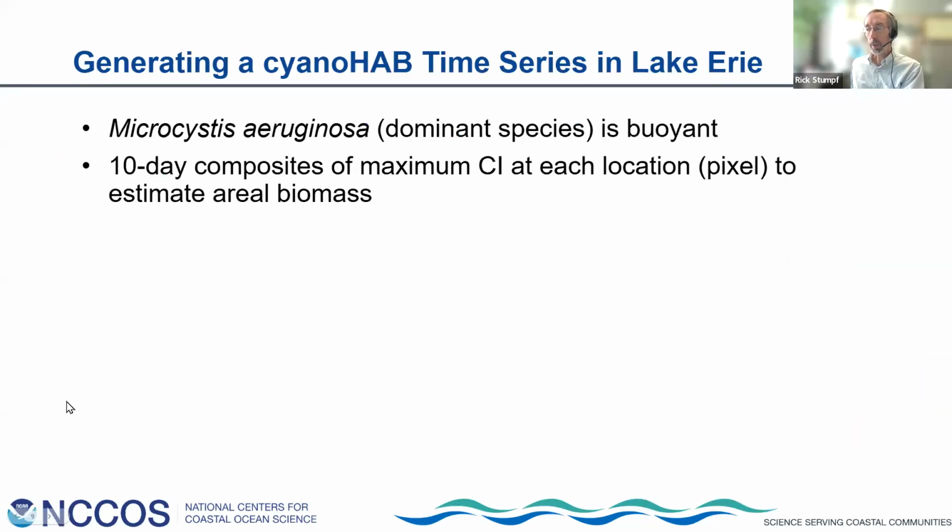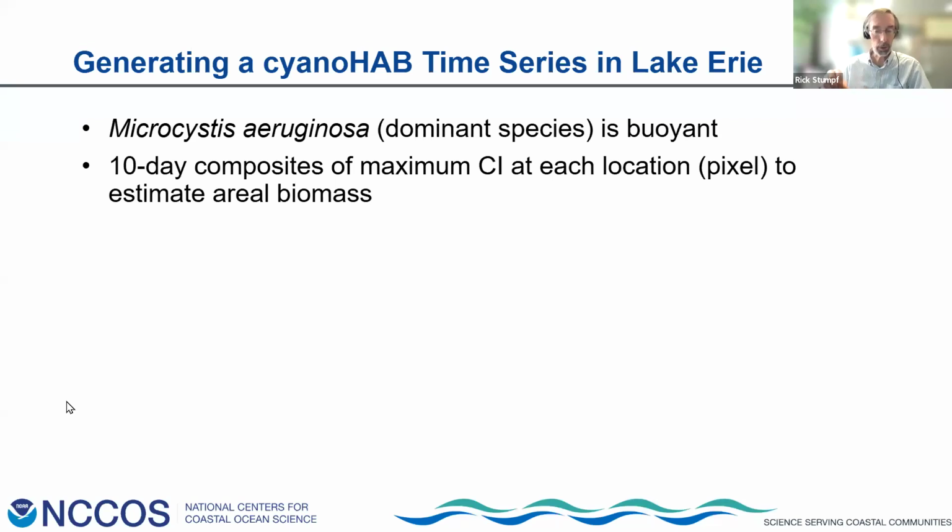So for the time series, there's one other step, and that's with the Microcystis, which is a dominant cyanobacteria. It's a buoyant species. Some of the others in the lake are also buoyant. And so we composite the data over 10 days. We don't work with the individual scenes. And we do that to estimate the areal biomass, the total quantity of the cyanobacteria.